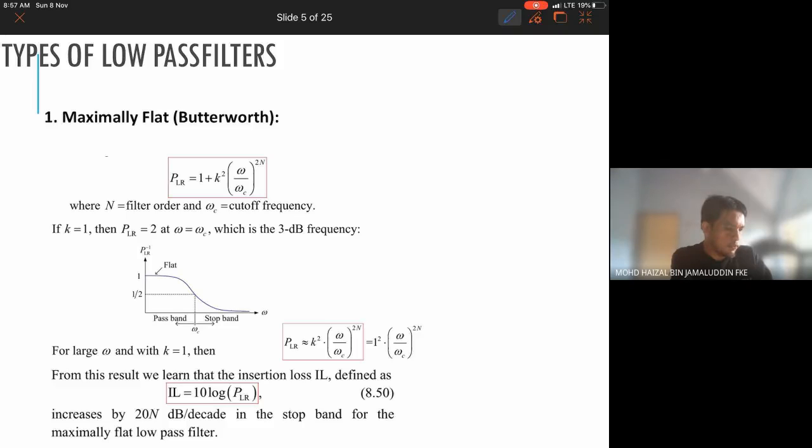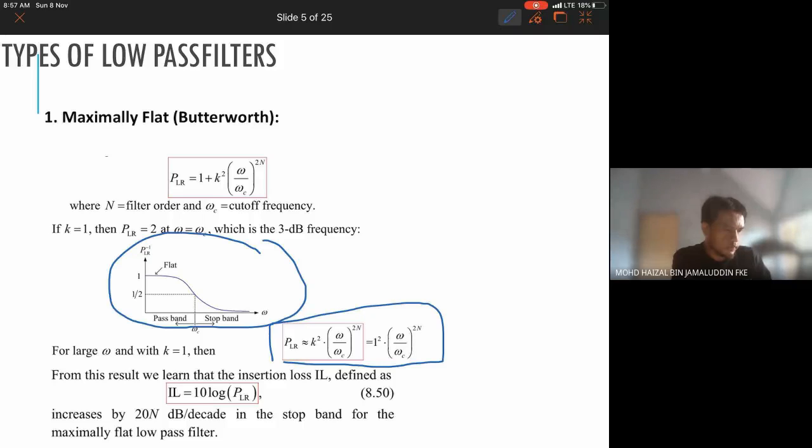Okay, so maximally flat with 1 is the pass band and attenuation at the stop band. So this is the equation for basic power loss ratio, and this is with k equivalent to 1 and omega equivalent to omega c. For the case of omega large, then we can have a power loss ratio of this equation.